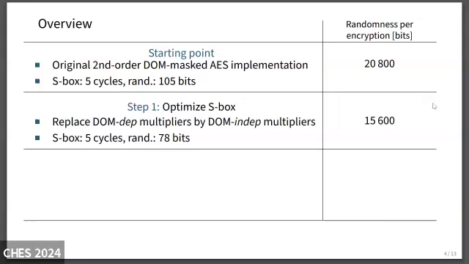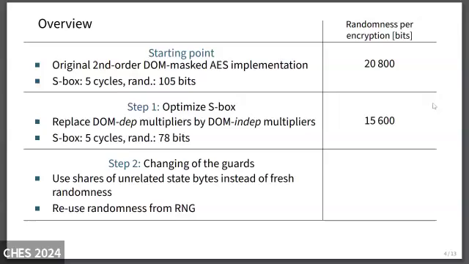Then we thought about what we can do even more in that direction. And we came up with a second step: to apply changing of the guards on the level of the whole AES. So we thought about, can we somehow reuse the randomness that comes from the RNG in several SBoxes? And can we also use shares of unrelated state bytes instead of fresh randomness? And the answer is yes, and we managed to construct an AES implementation that can do 1 encryption with only 3K random bits. Now I want to give you more details specifically on the first and the second step, and I will also cover some evaluation which we did of our design.